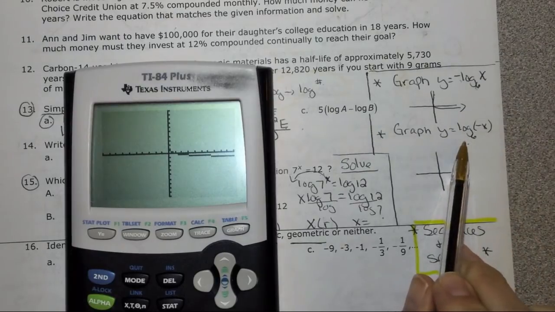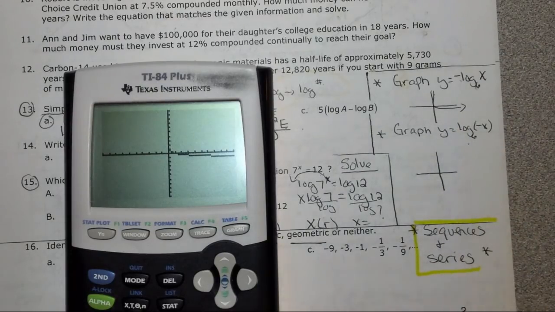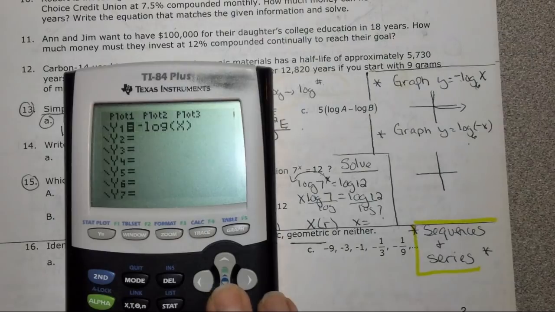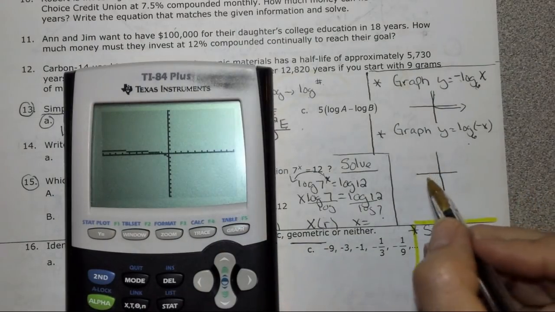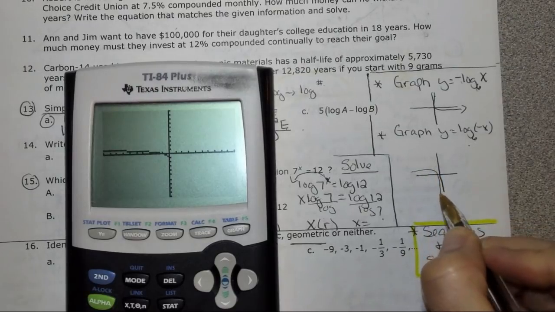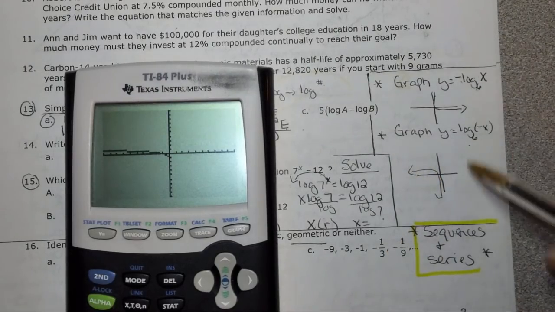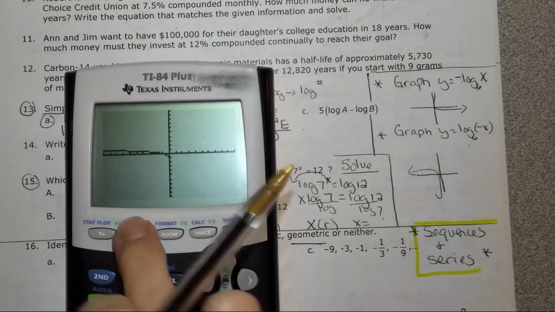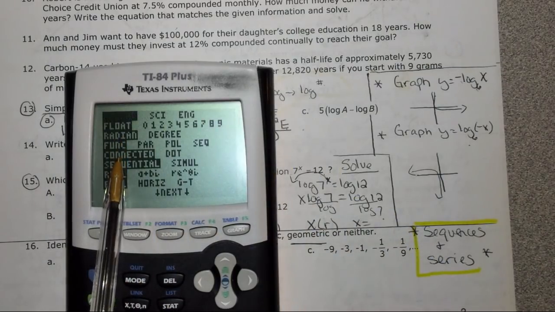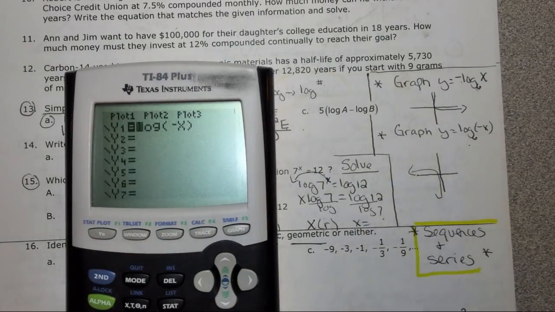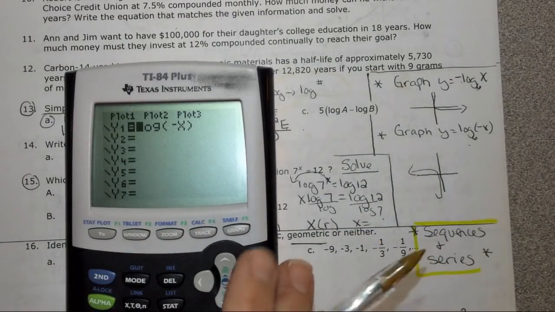Okay, and they also want me to graph log of negative x. So I'm going to go back to my y equals, and I'm going to type in log of negative x, and I'm going to graph that one. So it's very similar. So when they ask you to do this on your TEKS test, simply go to your calculator, make sure that you're back in function mode, and you're back in radians, and then go to your y equals and type in your 2 equations. That really shouldn't be a big deal.